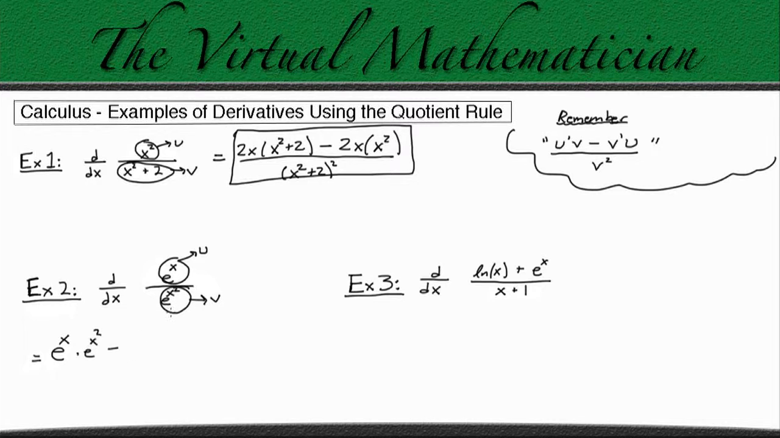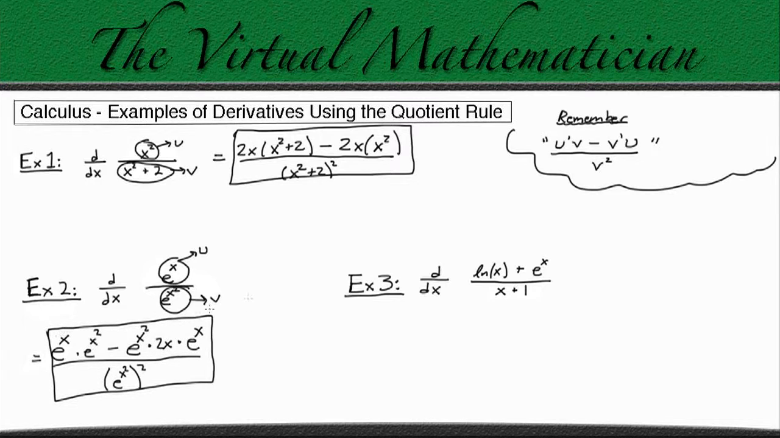So for this one we're going to need to use a chain rule. So the derivative of the exponential is itself, e to the x squared, times the derivative of the function on the inside, so that's going to be times 2x, and then times u for the quotient rule. So that's going to be times e to the x. And then the last step says all over v squared. So that's going to be all over e to the x squared squared. And that's going to be it for example number 2.